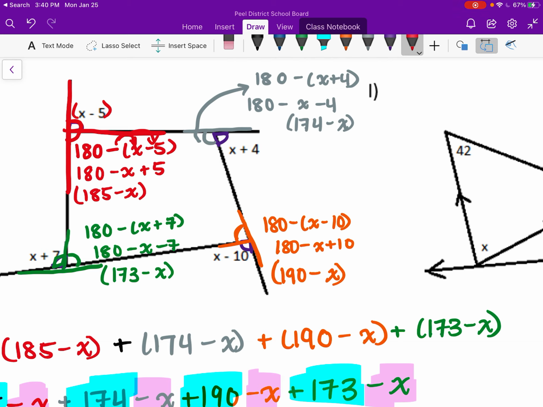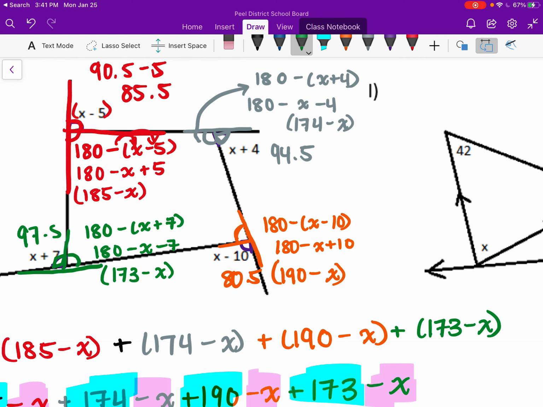So I'm going to do over here 90.5 minus 5, right? So 90.5 minus 5 is going to give me 85.5, right? Same thing over here with the gray. I'm trying to find this angle, right? So I'm going to do 90.5 plus 4, and that's going to give me 94.5. And then I'm going to do x minus 10. So I'm going to do 90.5 minus 10, and that's going to give me 80.5. And then I'm going to go in here and I'm going to say, all right, 90.5 plus 7. And that's going to give me 97.5.